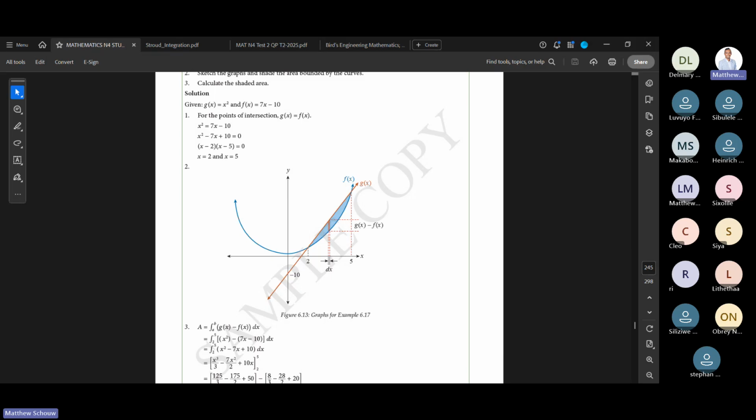Let's move on. So now these x values, like I told you, those are your bound values. So these are b, and this is a, right? That's fine. So now we integrate. We know our top is 5, our bottom is 2. What is my g of x? It was x squared. And we're subtracting 7x plus 10, so minus 10.